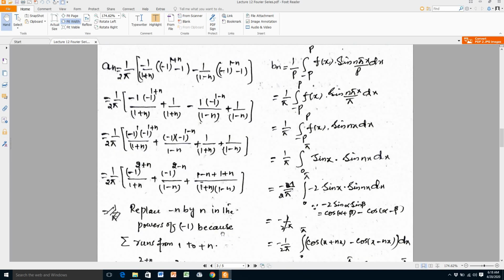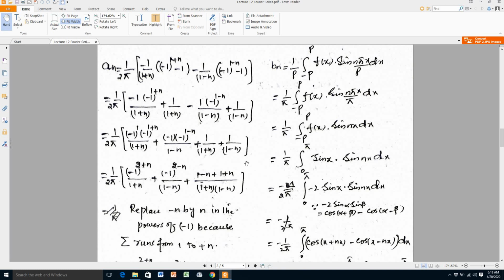Now, one important thing that I am doing here: in the statement of the Fourier series, the summation runs from 1 to infinity, or if we say it runs from 0 to infinity, it takes only positive terms, and we know that we are working here on the periodic interval.